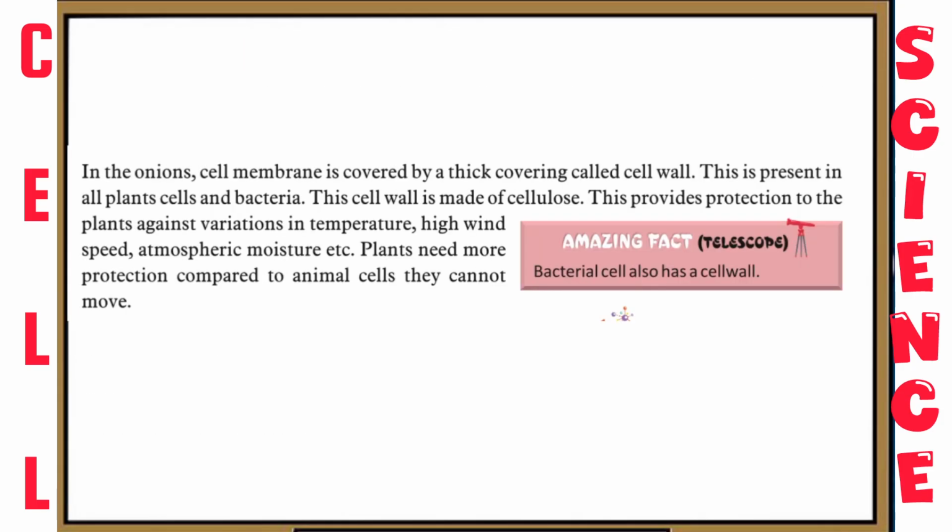In the onion, the cell membrane is covered by a thick covering called cell wall. This is present in all plant cells and bacteria. The cell wall is made of cellulose. This provides protection to the plants against variation in temperature, high wind speed, and atmospheric moisture. Plants need more protection compared to animal cells.